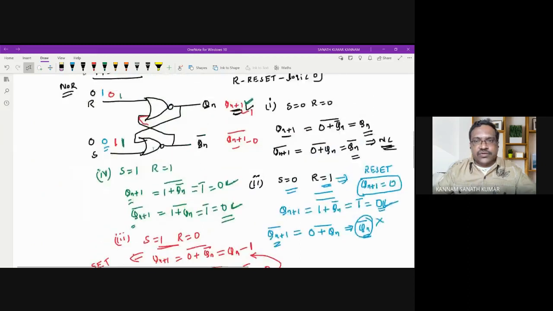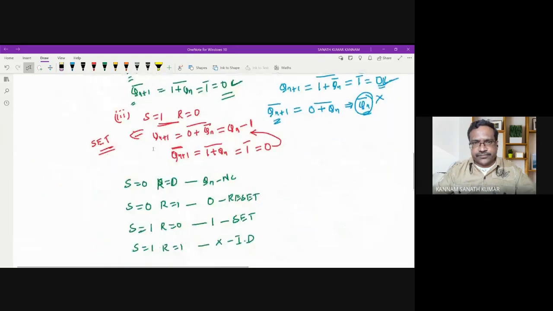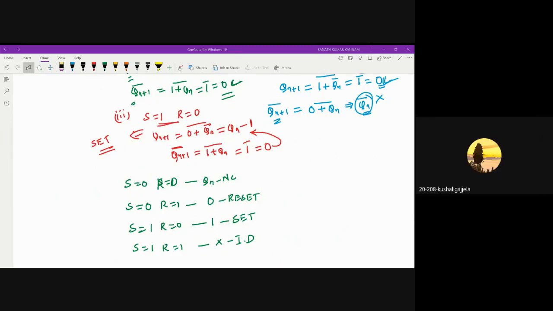Are there any doubts in this, students? Is anyone giving a response? Sir, what is your doubt? Sir, how do you consider these values for Qn and Qn plus 1, sir? Where? In the truth table, sir.